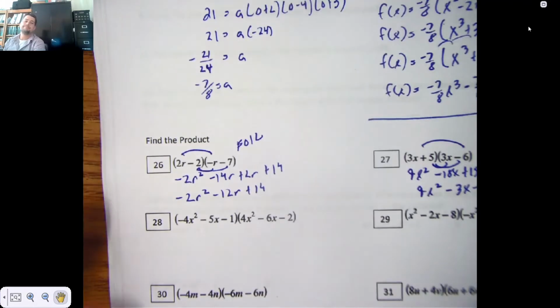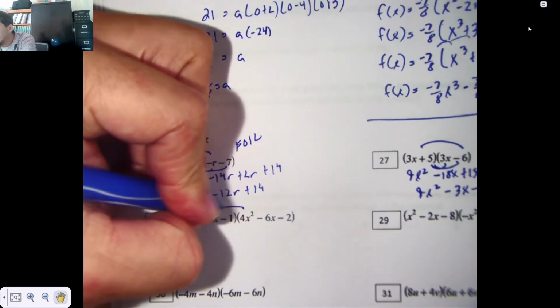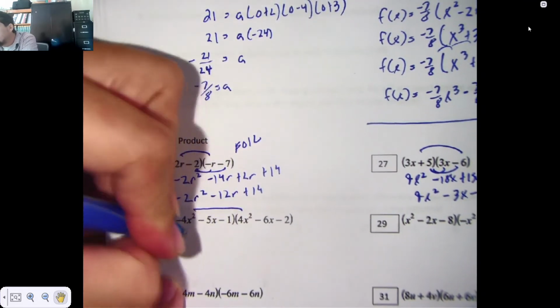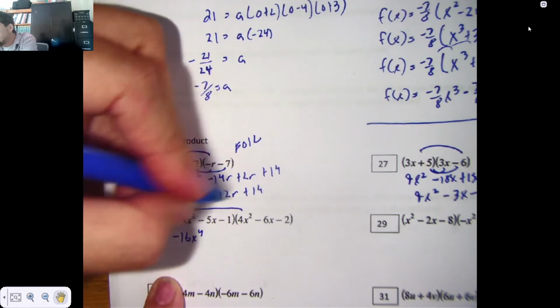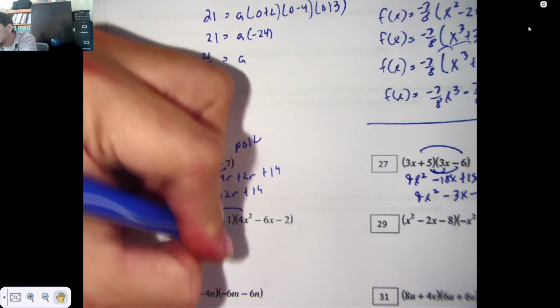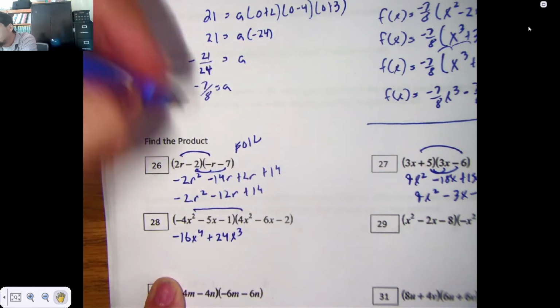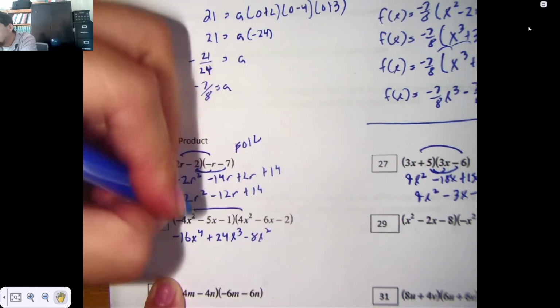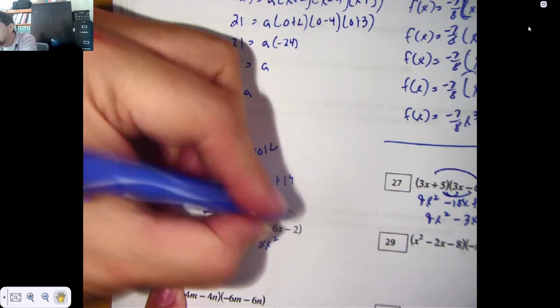Those are easy enough. And here we got a trinomial times a trinomial. Gonna be a little rougher. I'm not even sure why 30 is there, or 31 for that matter. But anyways, moving on to this. I've got a -16x to the 4th plus 24x cubed minus 8x squared. That was me distributing to all three pieces.